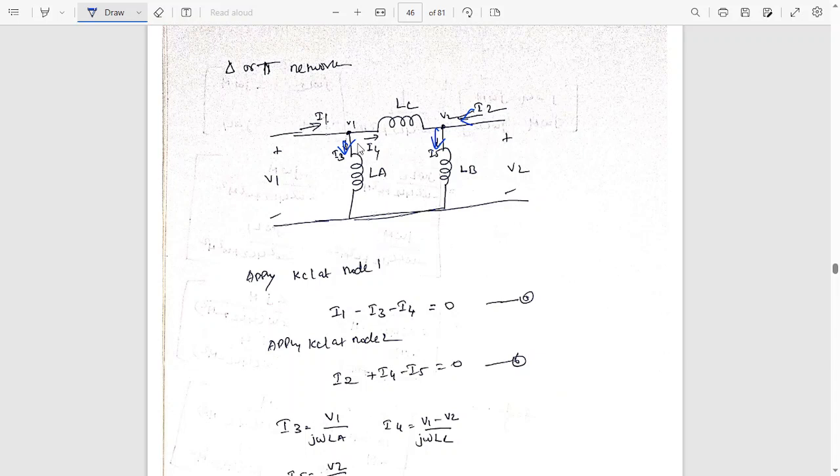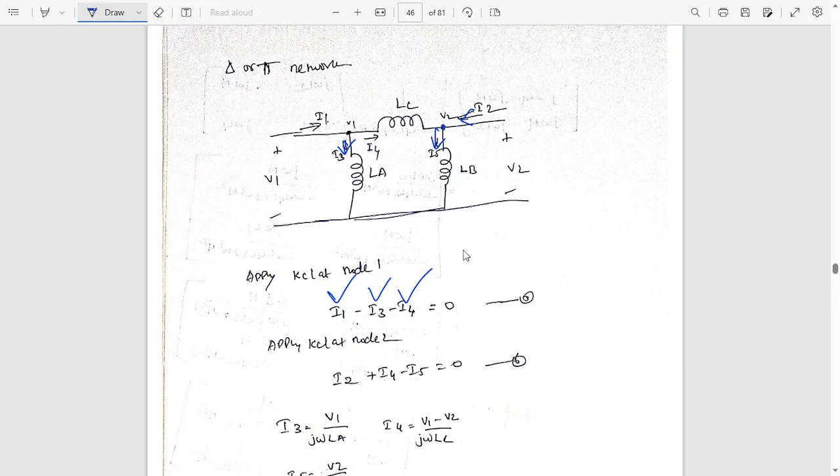Okay, apply KCL at node 1. We have I1 entering, so plus I1, I3 leaving, so minus I3, and I4 is also leaving, so minus I4 equal to 0. Apply KCL at node 2. I2 is entering, I4 is entering, so I2 plus I4 minus I5, because I5 is leaving, equal to 0.